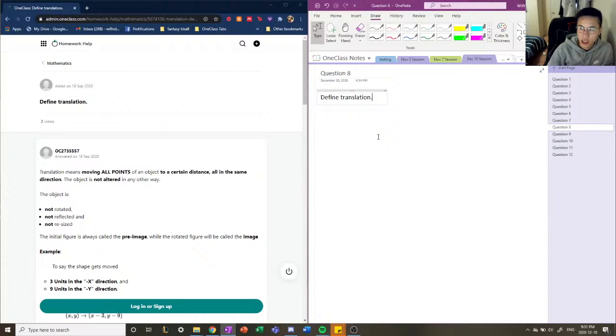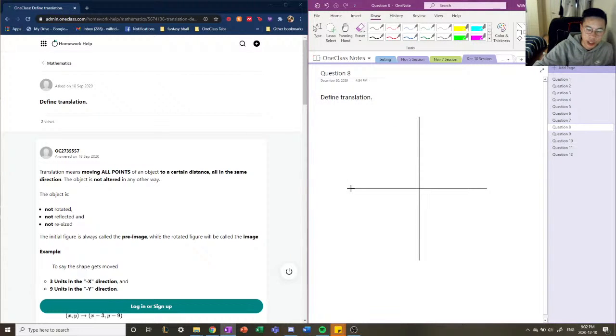Okay, so this could be in the direction of the x-axis. It can be in the direction of the y-axis. It can be in the direction of a line. It can be a direction of a parabola per se. It can be in the direction of anything, but that's what a translation is.